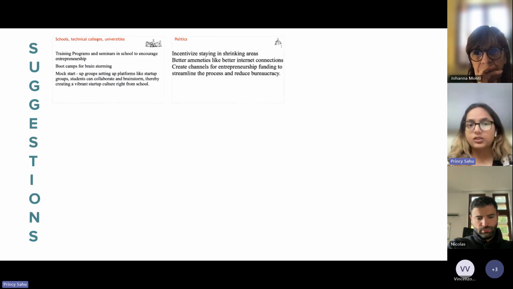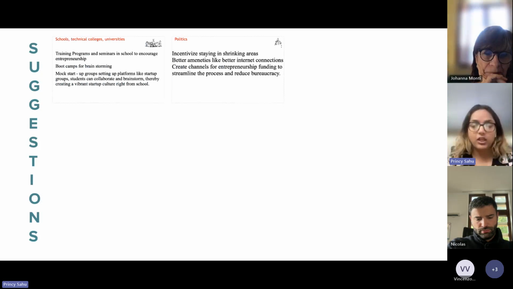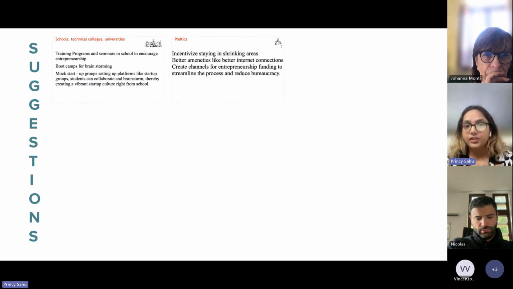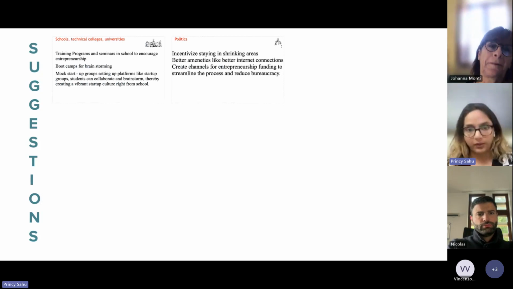When we talk about the policies or the political factor of the canvas, I think there should be more incentives for people who stay or who choose to stay in the shrinking areas. Some better amenities should be provided by the government, like free internet connections, for example. And we should have more channels that are directly for entrepreneurship funding, so that the bureaucracy is reduced in between and people with good ideas can directly approach or get the funding without waiting for a long time, or being afraid of how much paperwork they have to do.